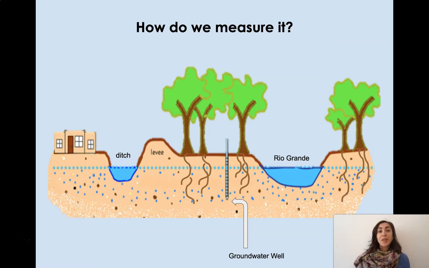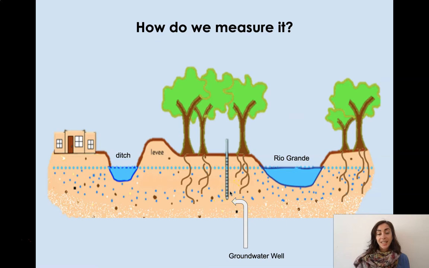Now, we have gone a little bit over how we measure it, but let's use this section of the bosque to understand a little better how we do that every month. Here we have a house of somebody in Albuquerque who lives right next to the bosque. Here we have a ditch, the levee, which is that pile of dirt where we can bike or walk right along the bosque. Then we have one side of the bosque with the Rio Grande and the other side of the bosque. And here we have one of our groundwater wells.